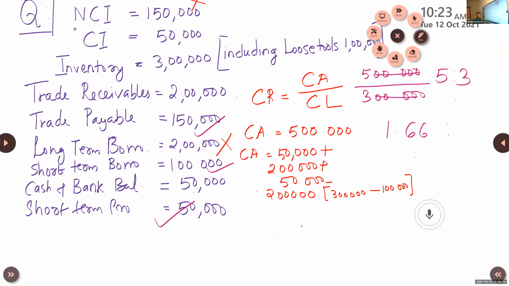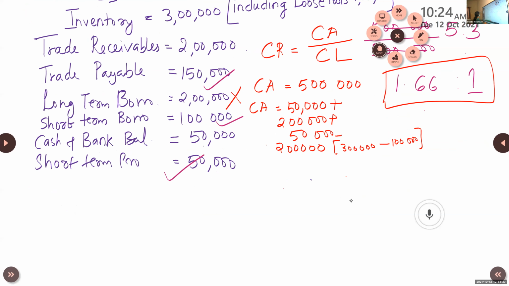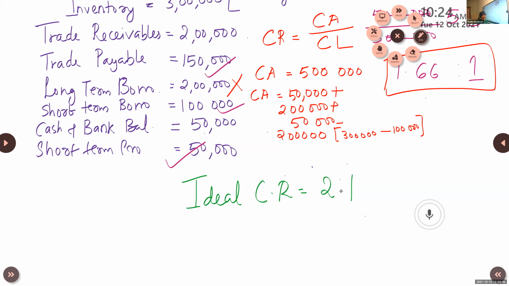Now, what is the ideal current ratio? Ideal current ratio is 2 is to 1. Ideal current ratio is equal to 2 is to 1. That is, current assets should be twice the current liabilities. 2 is to 1. Current assets should be twice current liability.